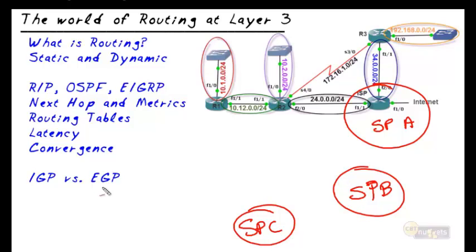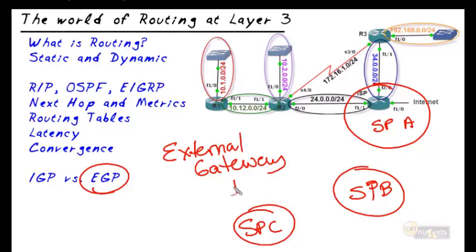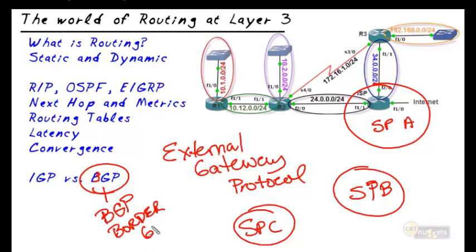And the way we share routes between these different service providers is something called EGP, External Gateway Protocol. And when you see EGP, I want you to be aware there's only one of them. Now, it's the 21st century, and things could change in the future. But at the moment, the only exterior gateway protocol is BGP. So BGP stands for Border Gateway Protocol.